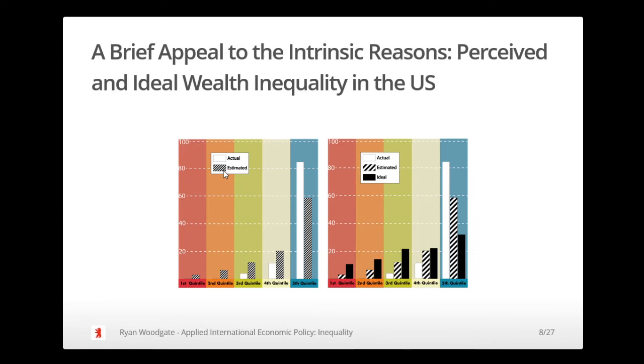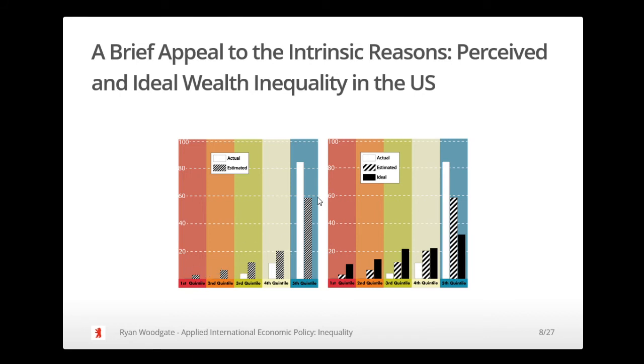Now, what these authors have done is essentially survey people and ask them, well, how high do you think the wealth inequality is in the US? So they ask people in a survey, without showing them the data beforehand, how much of the wealth of the US do you think the top 20% own? And people answered, on average, around 60%. And you see the estimated averages for the rest of the quintiles here.